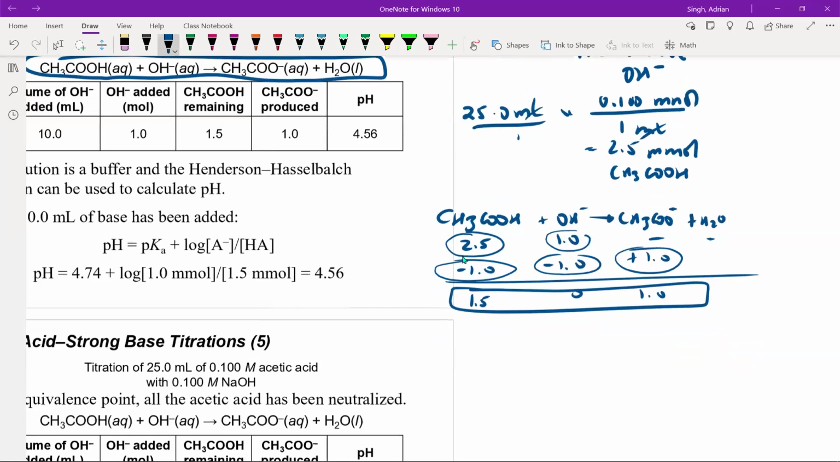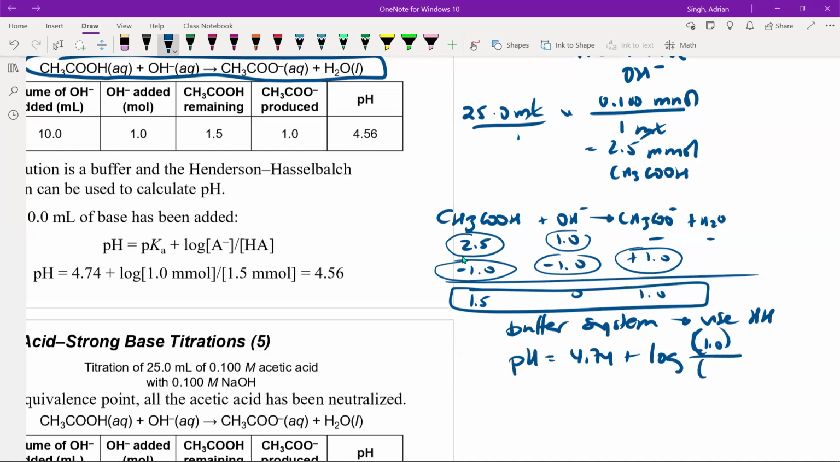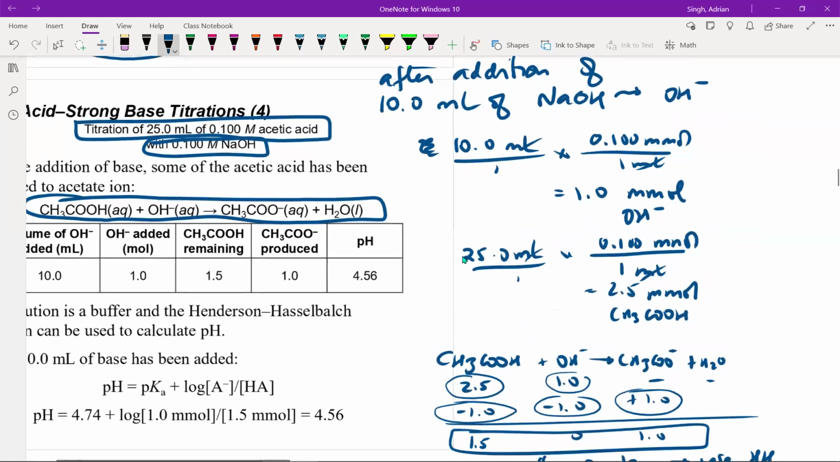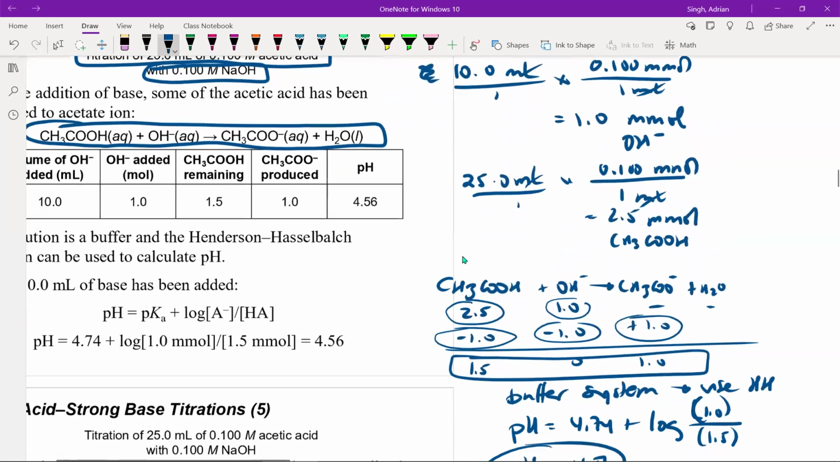Because now we have pretty significant amounts of our acid and our conjugate base, we can treat this as a buffer system. Okay, and we can use the Henderson-Hasselbalch equation in order to solve for this. So the pH then, with the pKa for acetic acid, 4.74 plus the log of the conjugate base, 1.0 over the acid, 1.5. When we solve that, we end up with a pH of 4.56 after we've added that 10 milliliters of the sodium hydroxide.